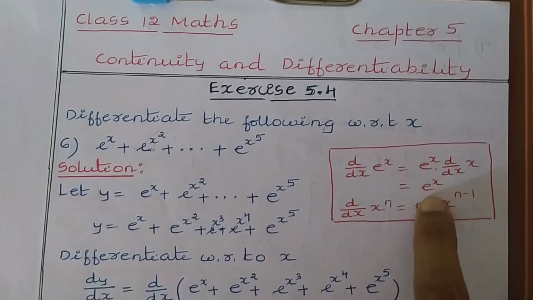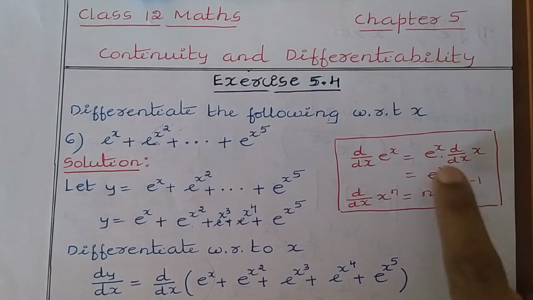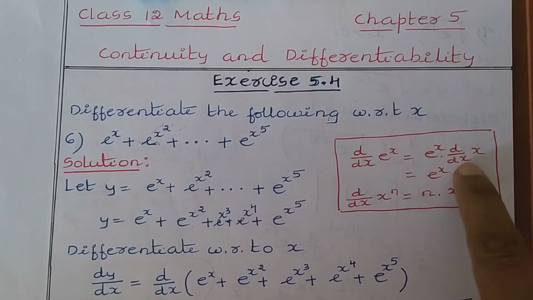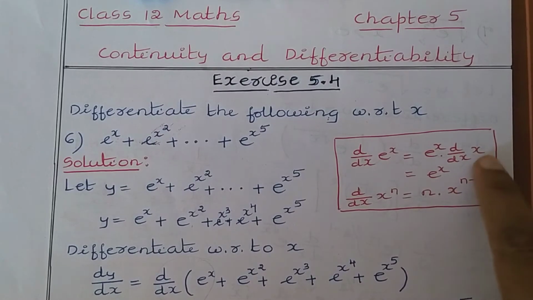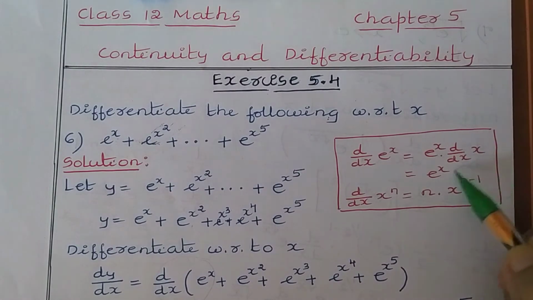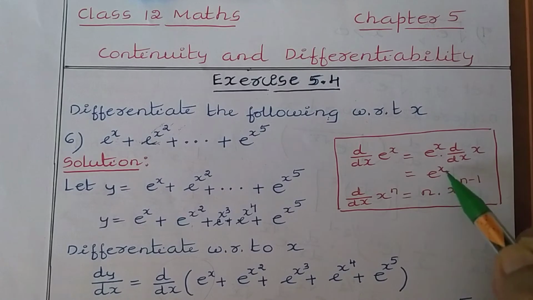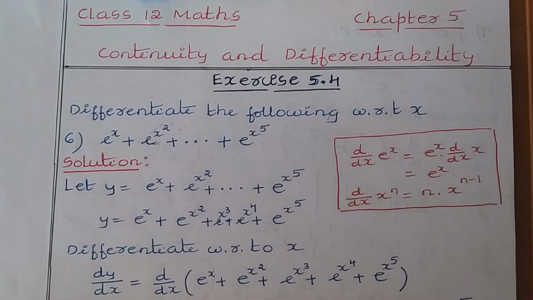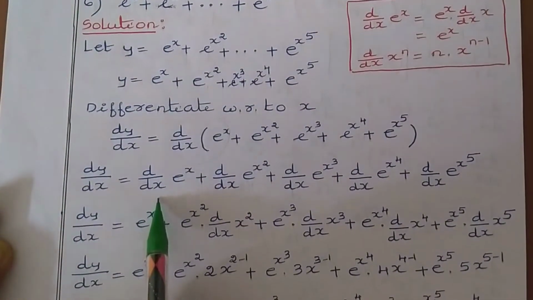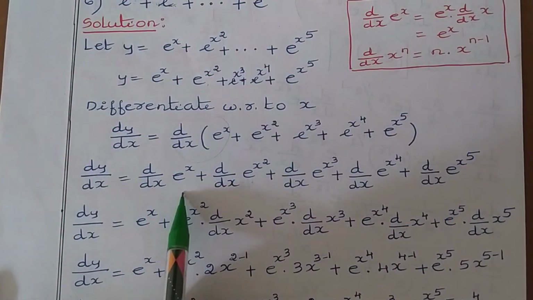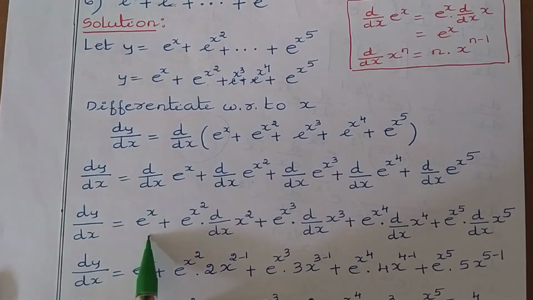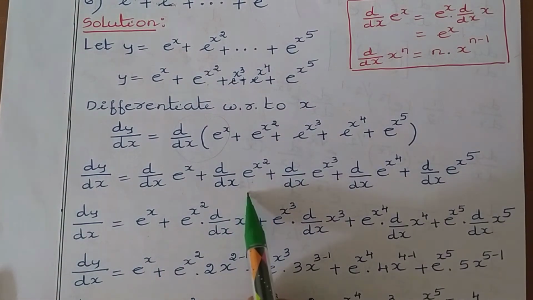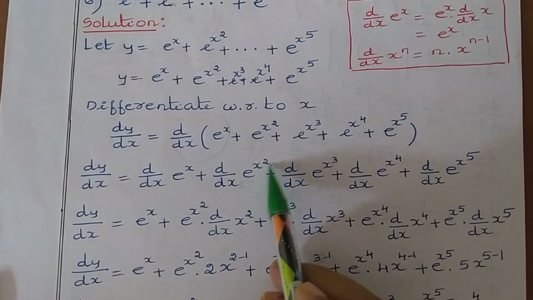We know how to find the derivative of e to the power x. Here we first write e to the power x, then we apply the chain rule to find the derivative of x. Derivative of x is 1, so we get e to the power x into 1, which is e to the power x. So here derivative of e to the power x. For this, I am writing e to the power x plus next derivative of e to the power x square.